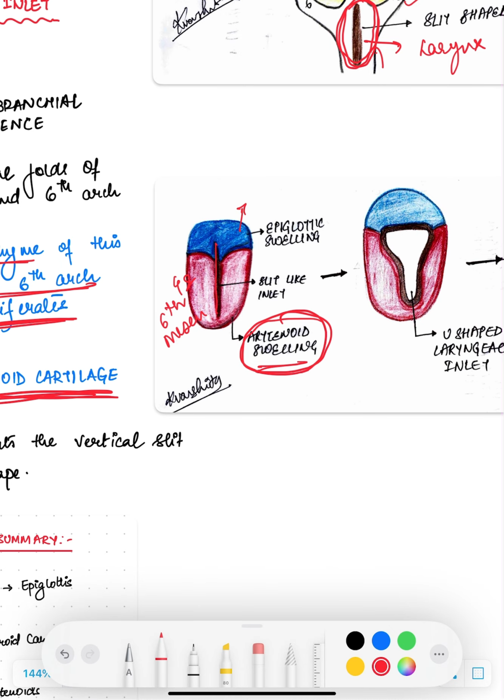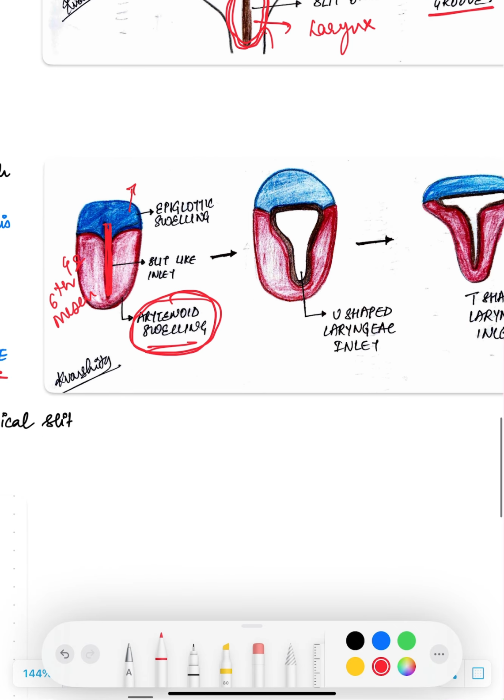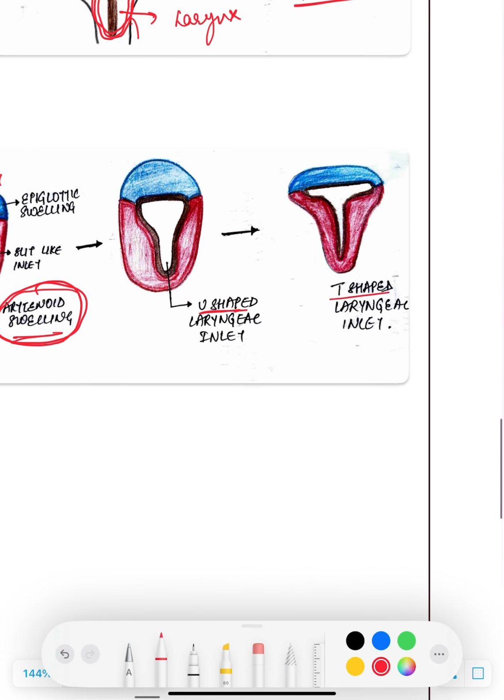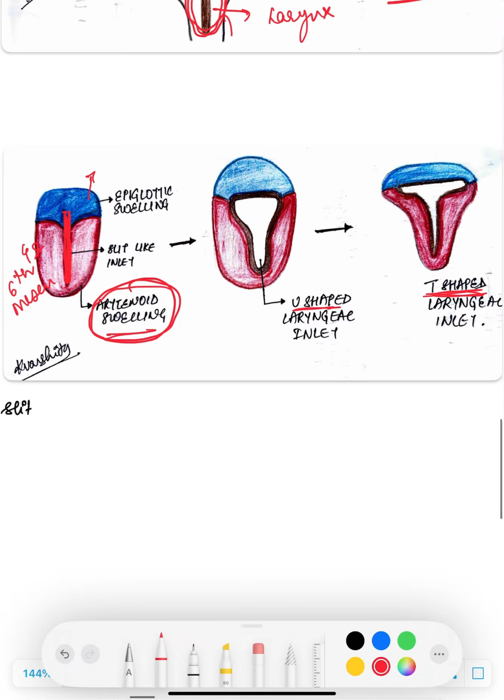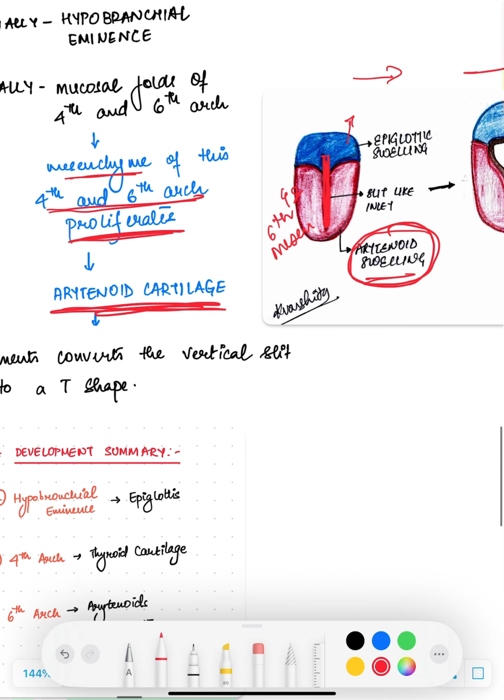Initially this slit-like opening is like this. Okay, this is like an I shape. You can call it an I shape, and slowly what happens, it gets converted into a U shape, as you can see, and further it will get converted into a T shape. Okay, slowly this is how the laryngeal inlet takes its shape.